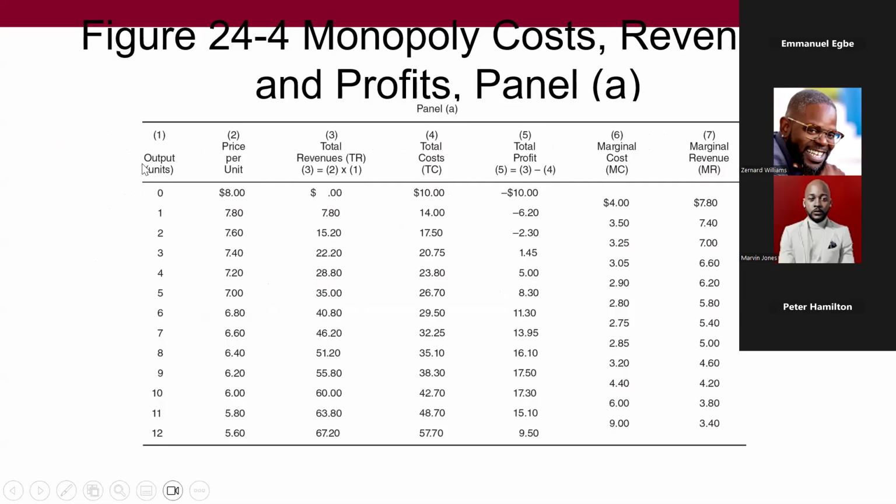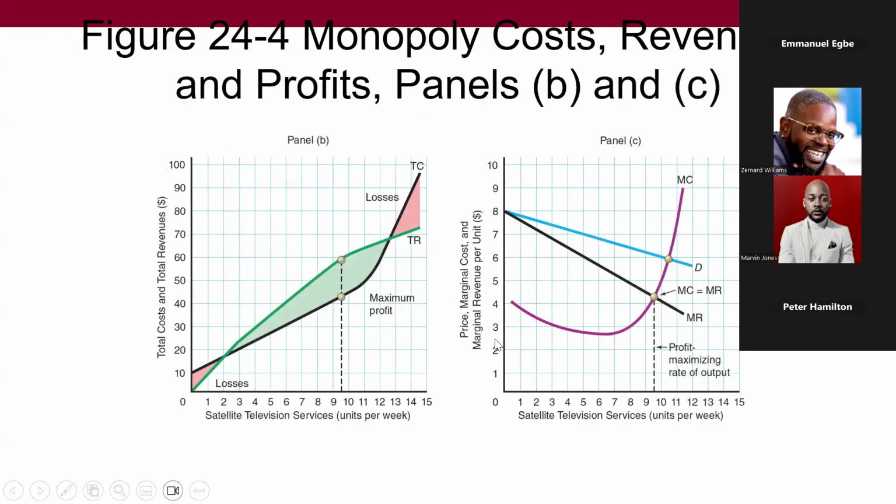As you can see from this table, the monopolist sells 0 units if the price is $8, and as the monopolist wants to sell more, they have to keep reducing price. So at the price of $8, nothing is sold. You look at the cost here, and this table will explain to us at what point the monopolist maximizes profit. So you can see here that if the monopolist wants to sell more, they have to reduce price.